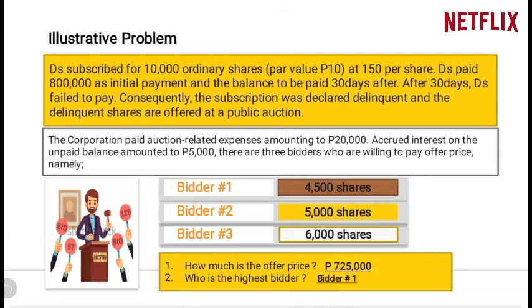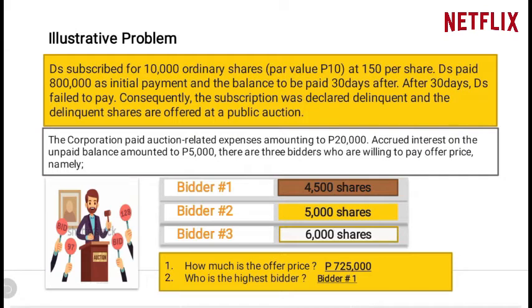So, the offer price is 725,000 pesos. Kasi 10,000 times 150 shares is equal to 1.5 million. Since nagbayad na siya ng 800,000 as initial payment, ide-deduct na yung 800,000 sa total subscription price para malaman yung unpaid balance. Yung unpaid balance is 700,000. Since na-deklara na as delinquent, na-offer na siya sa public auction. So, magkano na yung accrued interest? 5,000. Magkano yung auction related expenses? 20,000. So, that forms 725,000.